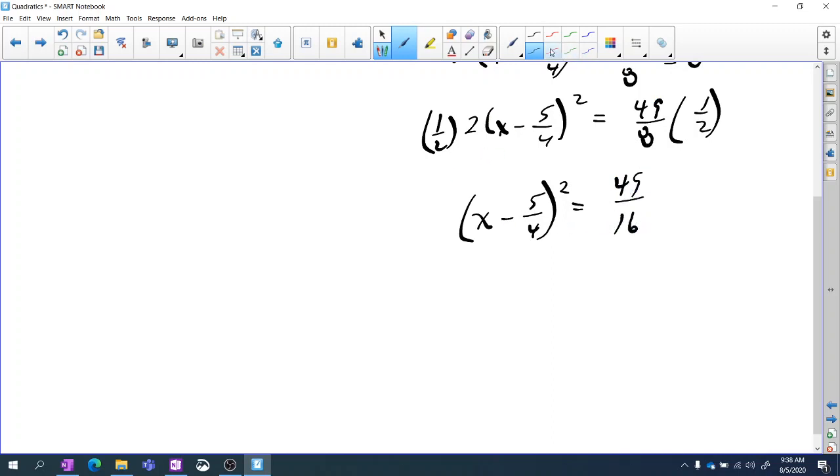Take the square root of both sides. Get rid of your squared here. Square root. Now notice the difference this time. Even though it's a fraction, both the numerator and denominator are perfect squares. X minus 5/4. So certainly we wouldn't leave it like this. We would take the square root of the numerator. Don't forget we're going to go plus or minus. Square root of the numerator is 7. Square root of the denominator is 4.